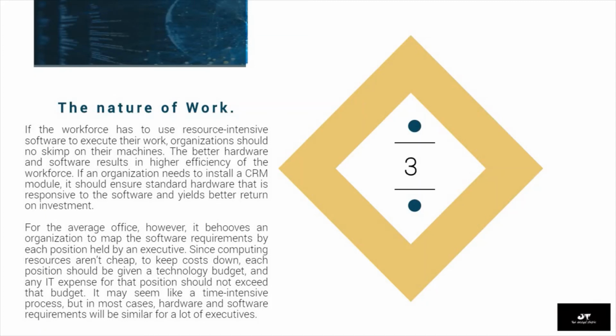For the average office, however, it behooves an organization to map the software requirements by each position held by an executive. Since computing resources aren't cheap, to keep costs down, each position should be given a technology budget, and any IT expense for that position should not exceed that budget. It may seem like a time-intensive process, but in most cases, hardware and software requirements will be similar for a lot of executives.